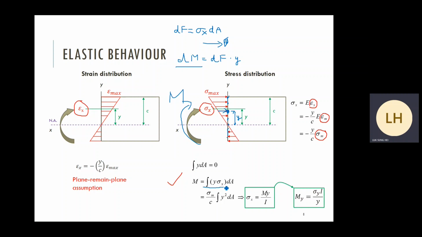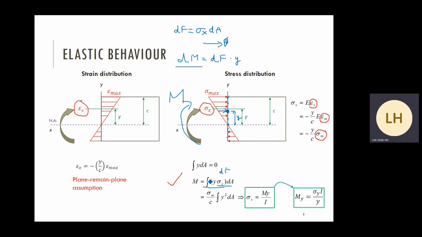So you can write down the formula in this way. Moment is equal to the integral of sigma x times dA. Sigma x times dA is equal to the force, dF, times the moment arm, y. And then integrate along the whole section. This is the meaning of the formula.